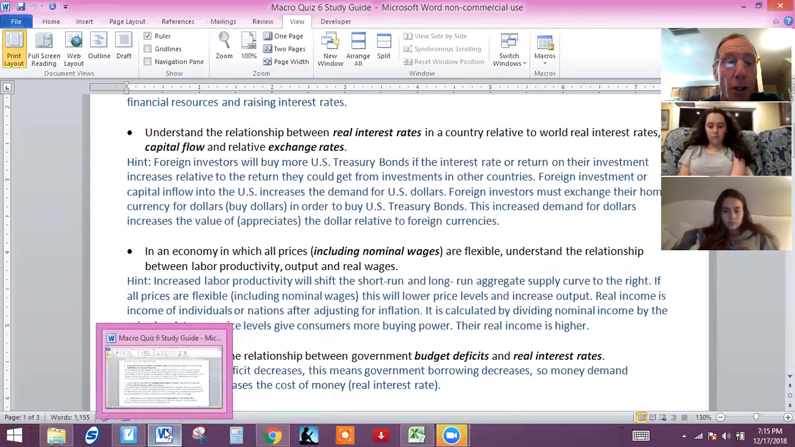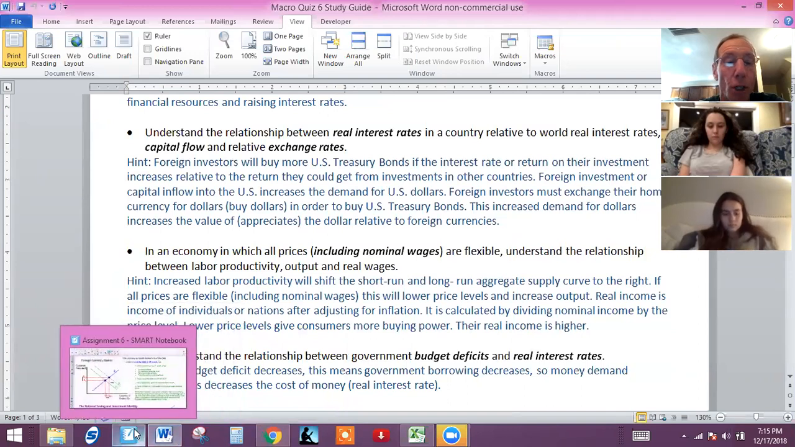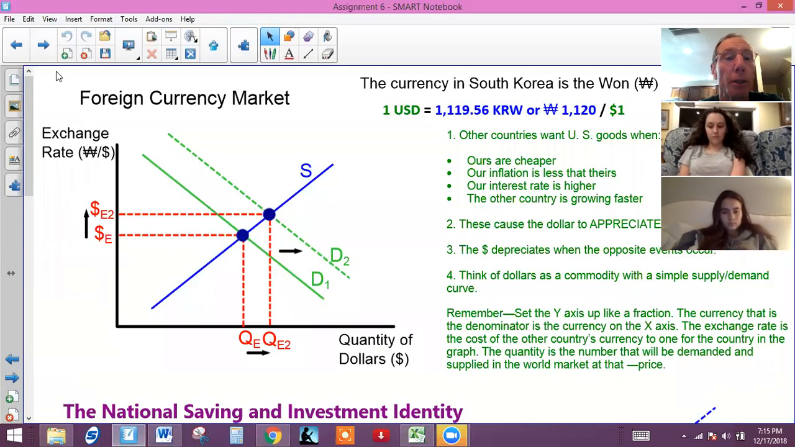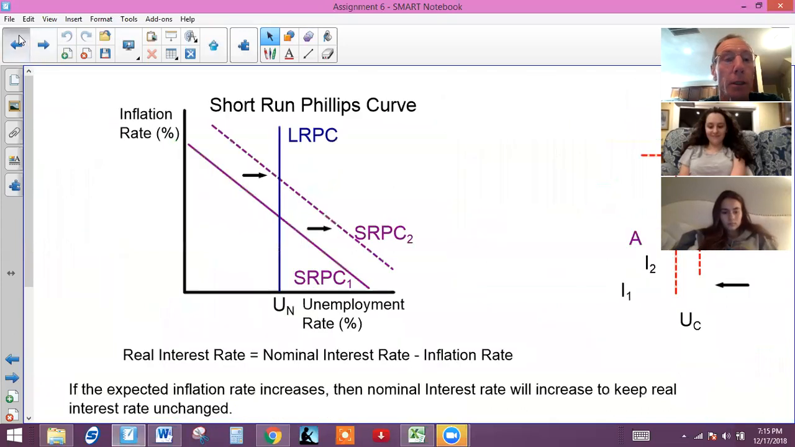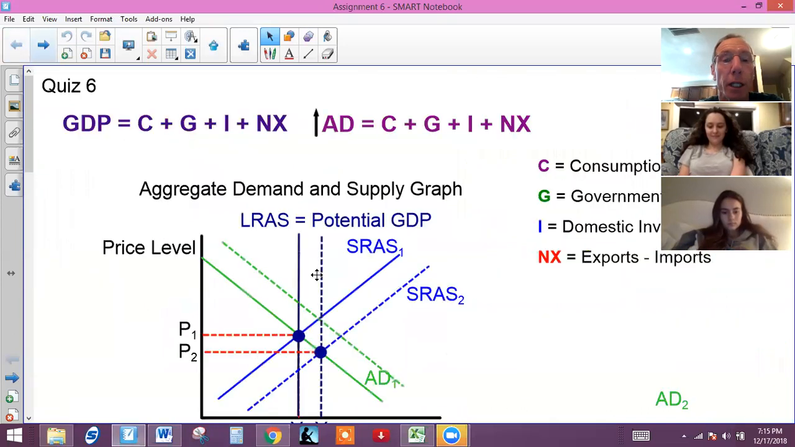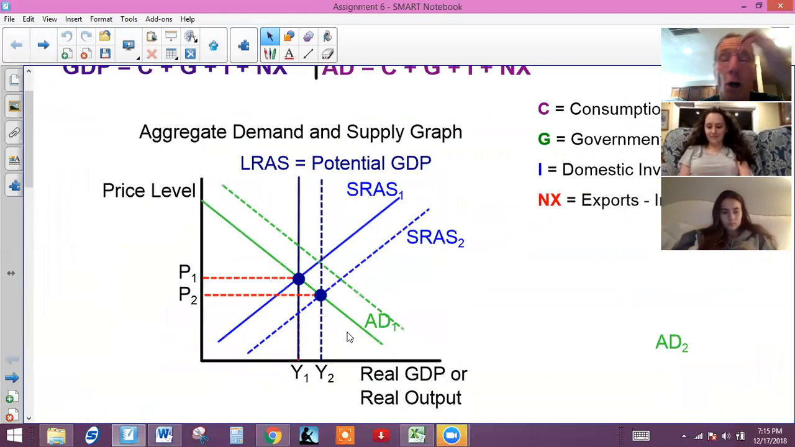So what that means in the macro, let me see if I can find a graph here that will make it easier to see. Yeah, here we go. In the macro, when labor becomes more productive, it usually means that some kind of technology has been developed that makes workers more efficient, able to do more with less. So that's going to shift the short-run aggregate supply curve to the right.